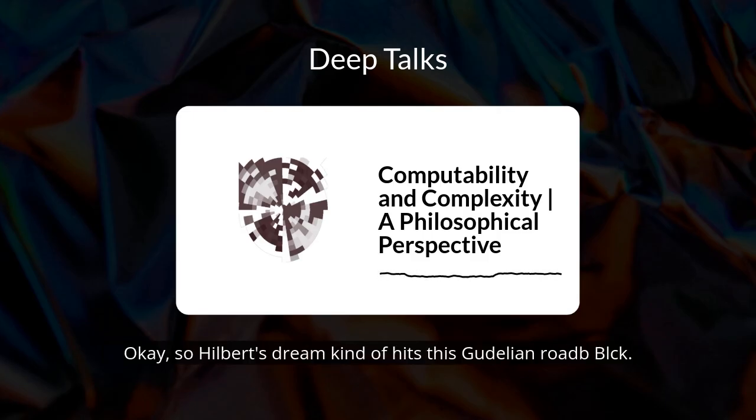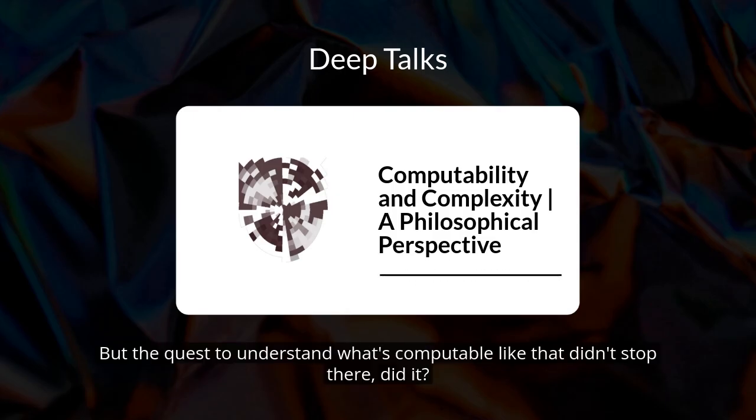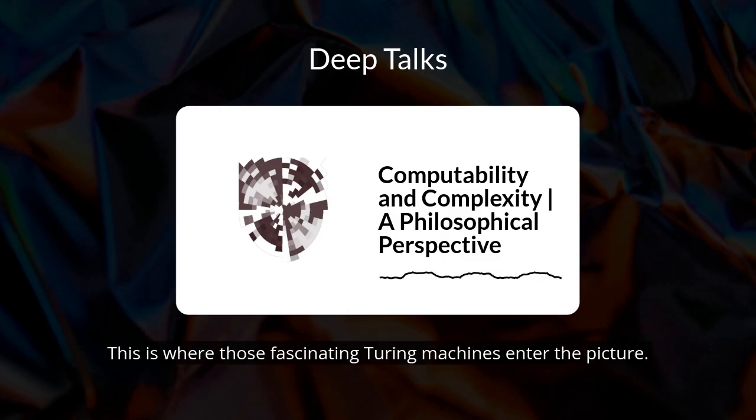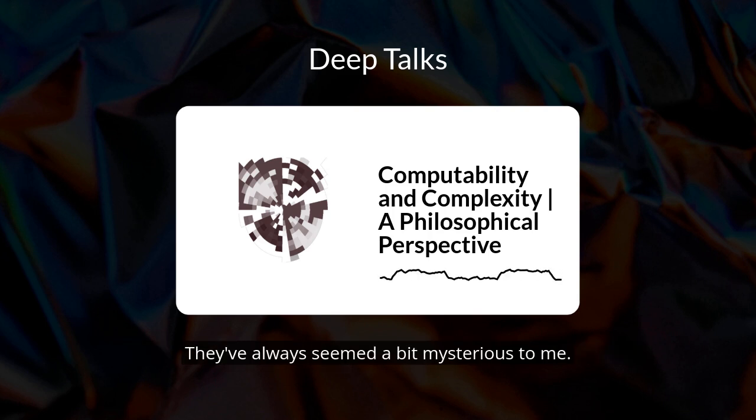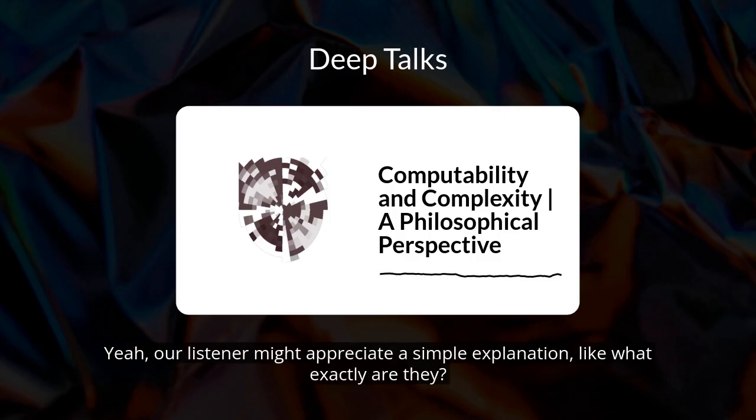Exactly. So Hilbert's dream kind of hits this Gödelian roadblock. But the quest to understand what's computable, that didn't stop there, did it? No, it didn't. This is where those fascinating Turing machines enter the picture. Ah, yes, Turing machines. They've always seemed a bit mysterious to me. Our listener might appreciate a simple explanation: what exactly are they?